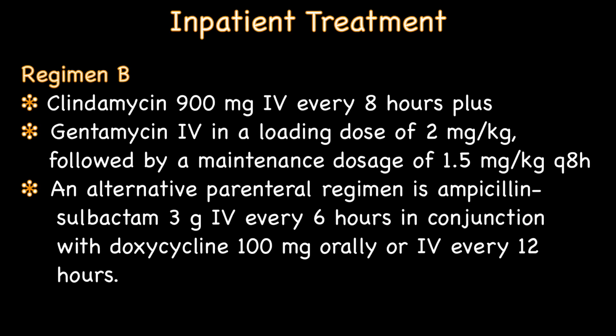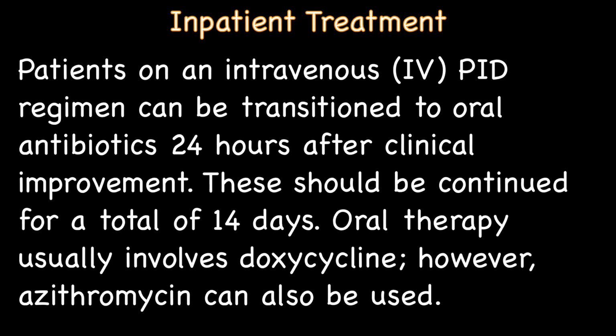Regimen B consists of the following: clindamycin 900 mg intravenously every 8 hours plus gentamicin intravenously in a loading dose of 2 mg per kg followed by a maintenance dose of 1.5 mg per kg every 8 hours. An alternative parenteral regimen is ampicillin sulbactam 3 grams intravenously every 6 hours in conjunction with doxycycline 100 mg orally or intravenously every 12 hours. Patients on intravenous PID regimen can be transitioned to oral antibiotics 24 hours after clinical improvement. They should be continued for a total of 14 days.